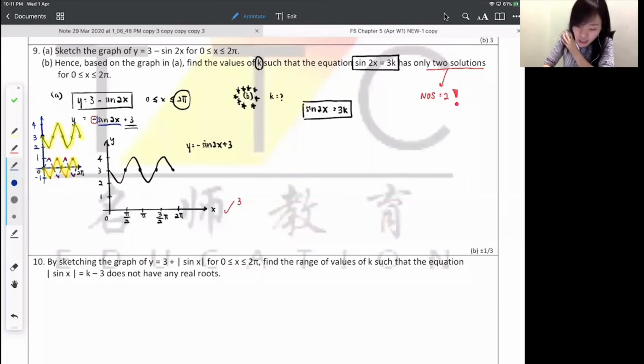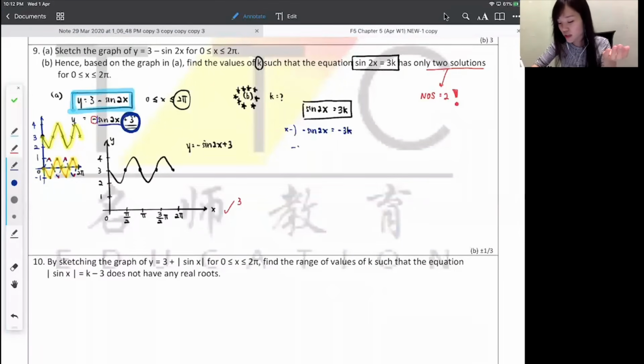Look at the question. The blue one is Y equals 3 minus sine 2x, correct? Try to have that. First, I don't have negative, so I multiply everything by negative. So negative sine 2x equals negative 3k, correct? But I don't want negative sine 2x only. I want negative sine 2x plus 3. Can you see the blue one at the bottom, it has plus 3? I circle the bottom one, plus 3.